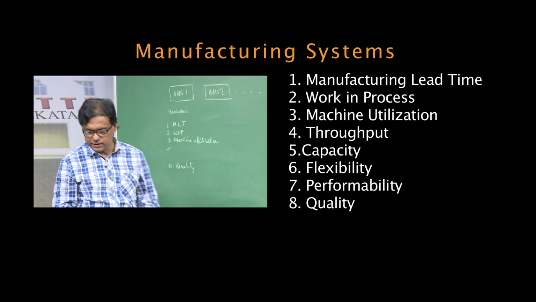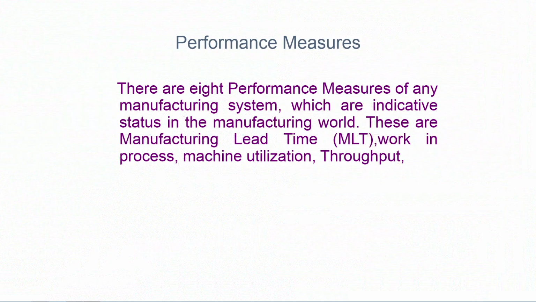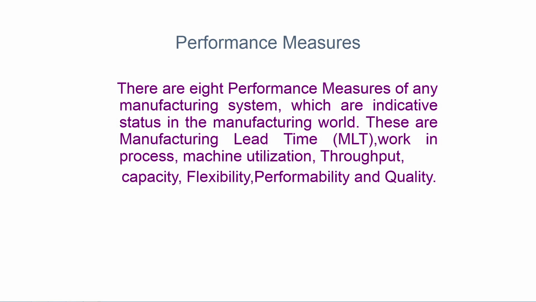Let me show you a slide. There are 8 performance measures of any manufacturing system which are indicative of status in the manufacturing world. These are manufacturing lead time, work in progress, machine utilization, throughput, flexibility, capacity and quality. Now, first let me discuss manufacturing lead time, what it consists of.